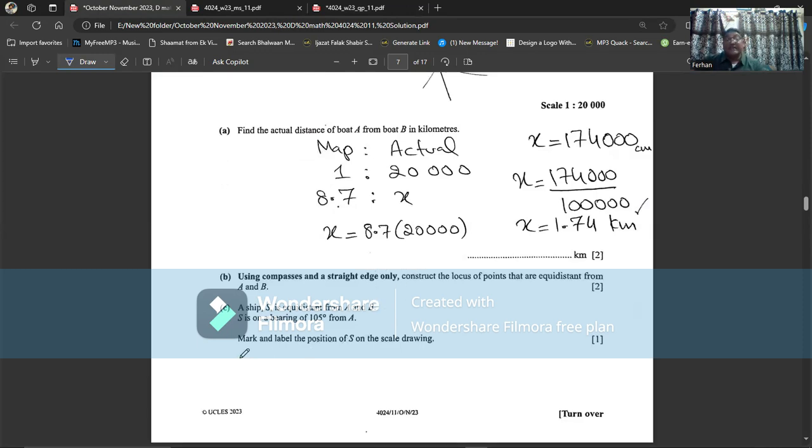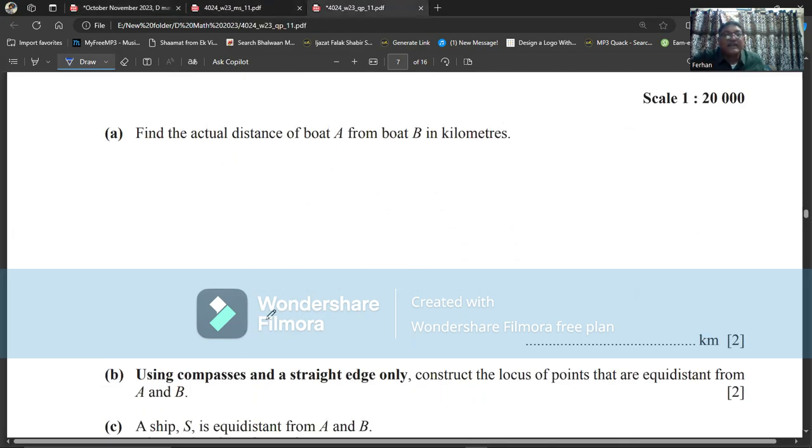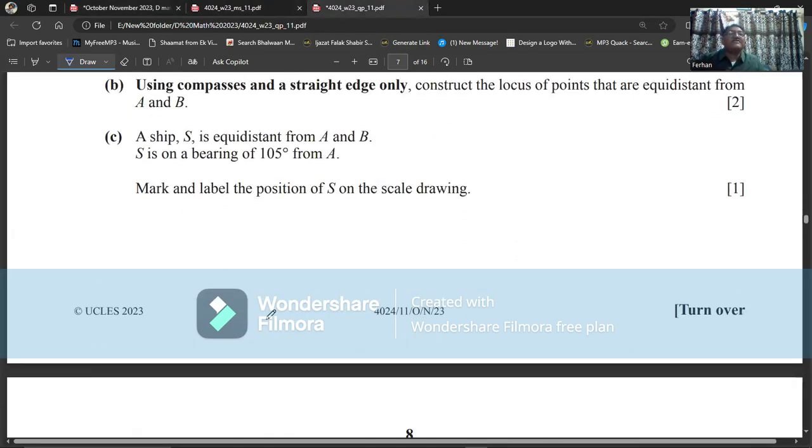Then in the C part, they say a ship S is equidistant from A and B. We have already drawn that locus. S is on a bearing of 105 degrees from A. From A means at A you will draw north, and from that north you will come clockwise 105 degrees.